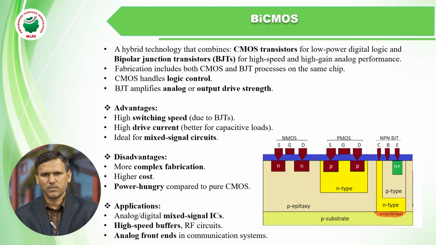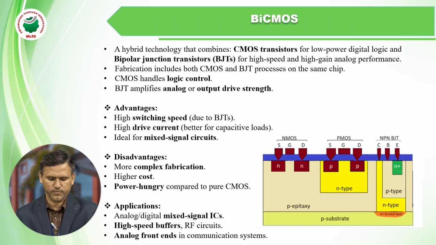BiCMOS is a combination of CMOS and bipolar junction transistors, which is very useful for analog as well as digital designing. That means a hybrid technology that combines CMOS transistors for low power digital logic and bipolar junction transistors for high speed and high gain analog performance. Fabrication includes the CMOS and BJT process on the same chip. CMOS handles the logic control. BJT amplifies analog signals and provides output drive strength.